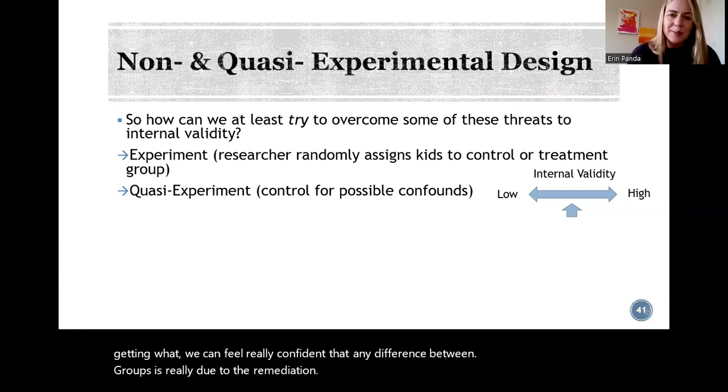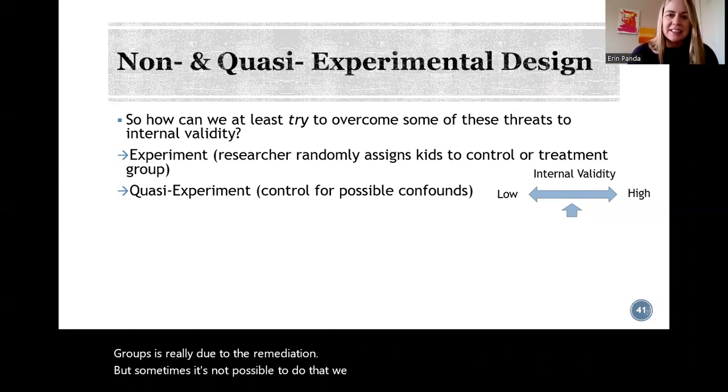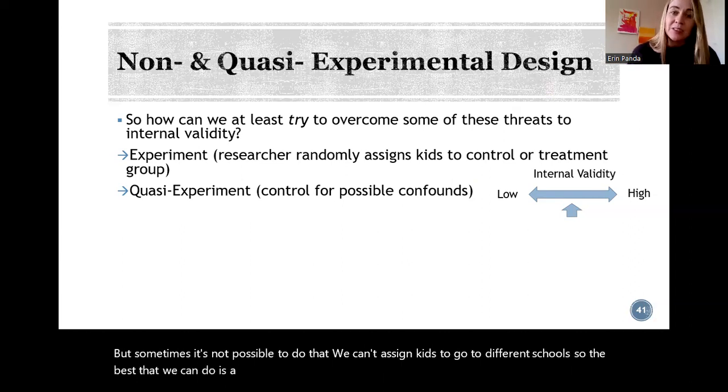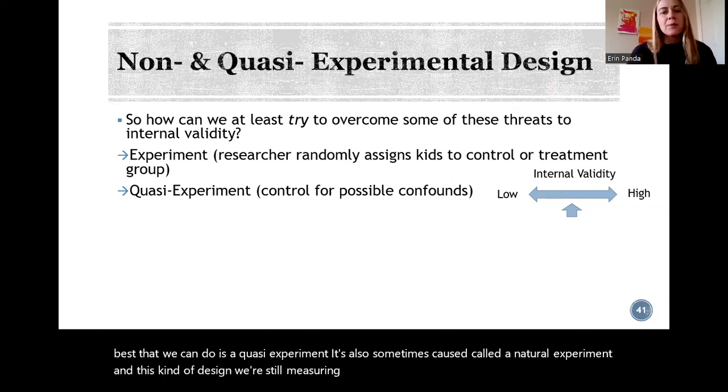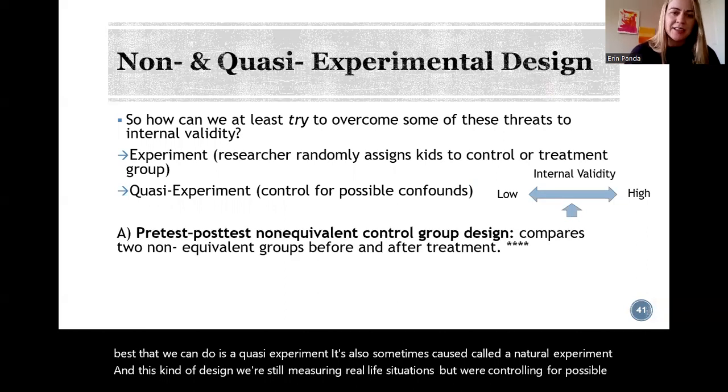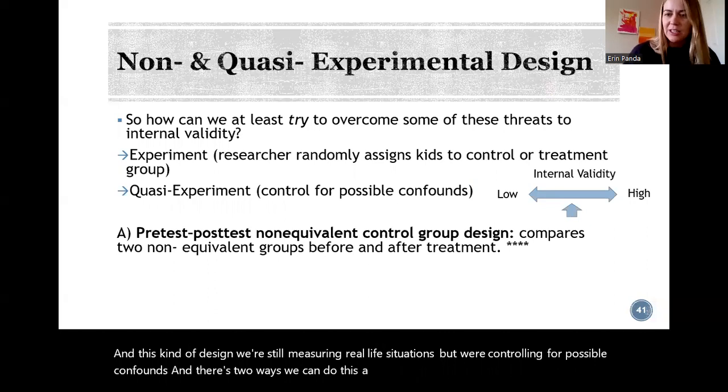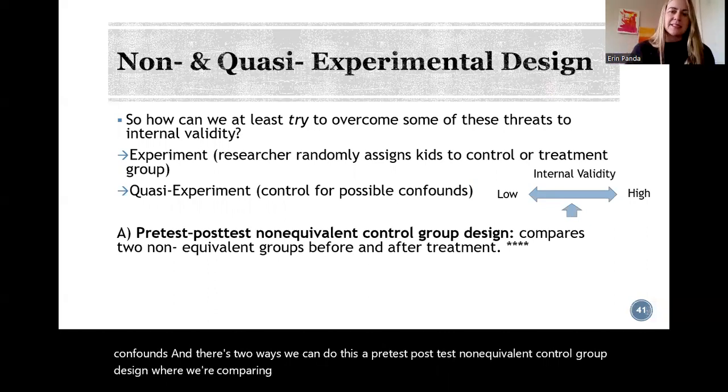But sometimes it's not possible to do that. We can't assign kids to go to different schools. So the best that we can do is a quasi experiment. It's also sometimes called a natural experiment. In this kind of design, we're still measuring real life situations, but we're controlling for possible confounds. And there's two ways we can do this: a pre-test, post-test non-equivalent control group design, where we're comparing two groups at two different points in time.